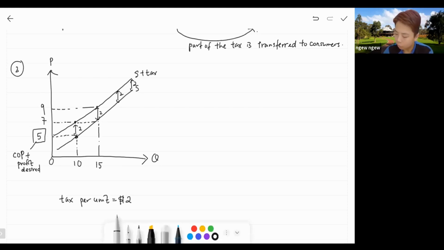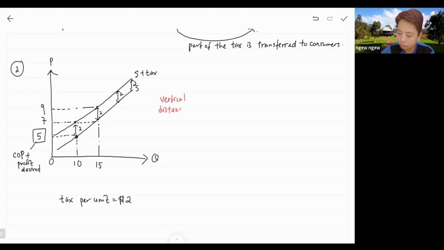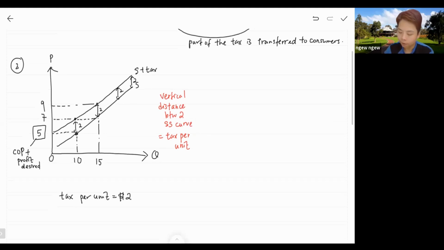One key important piece of information is that the vertical distance between two supply curves is the tax per unit. This information is crucial, it's very important. For this particular system, when a fixed dollar amount per unit is imposed, we call it a specific tax.